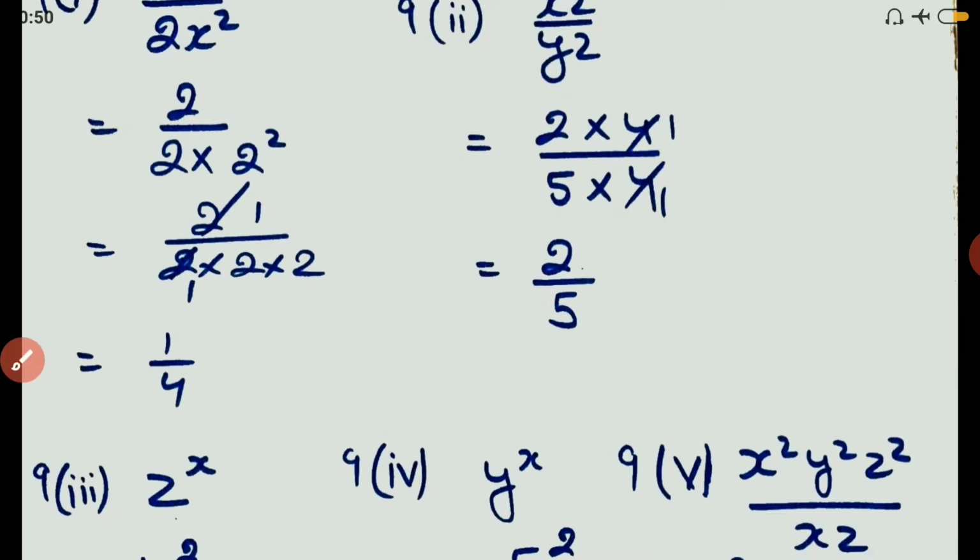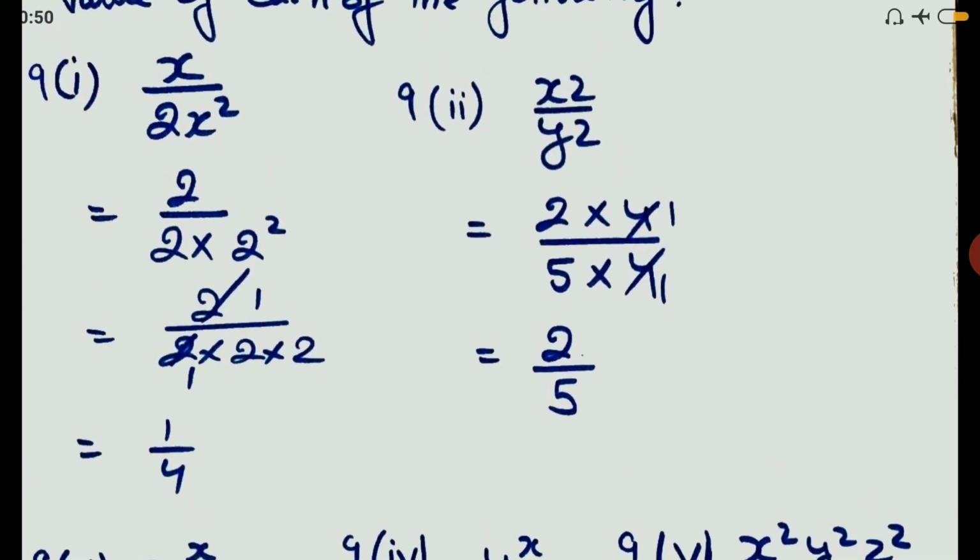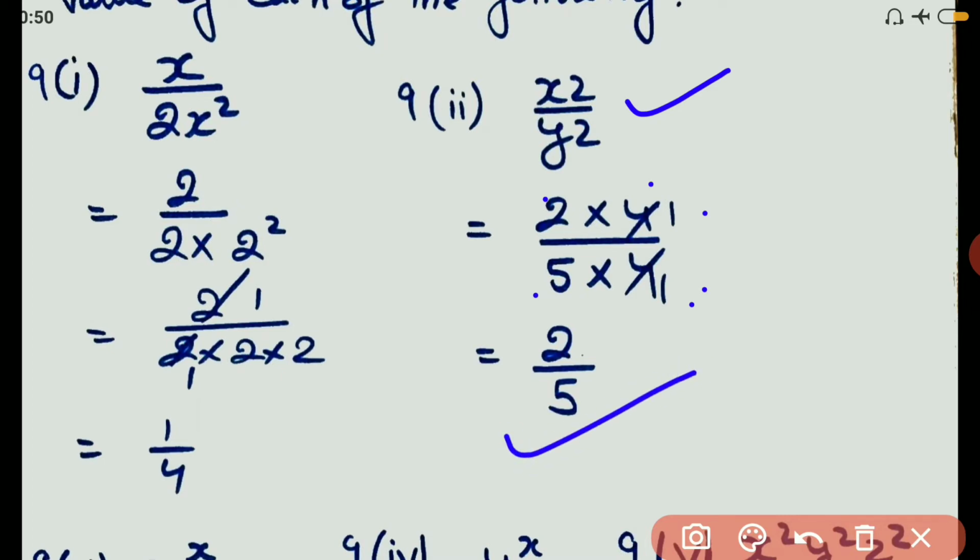Going to number 2, the question is xz upon yz. So the value of x is 2, the value of z is 4, the value of y given to us is 5, and the value of z given to us is 4. This 4 and this 4 get cancelled, hence the remaining number will be 2 upon 5. So our answer is 2 upon 5. This is quite easy compared to number 1 also.